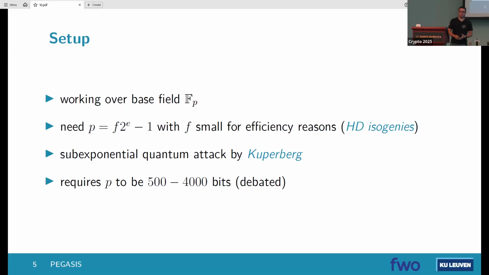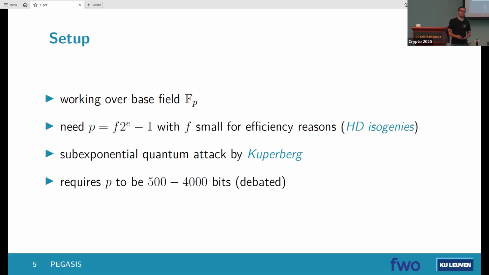So first of all, let me set some notation. We will work over a base field Fp, where p is a prime of the form f times 2 to the e minus 1. f is a cofactor that we want to be as small as possible for a lot of efficiency reasons. Now, the biggest threat against isogeny-based group action is a sub-exponential quantum attack by Kuperberg. As with many quantum attacks, the concrete complexity of this attack is not entirely clear.